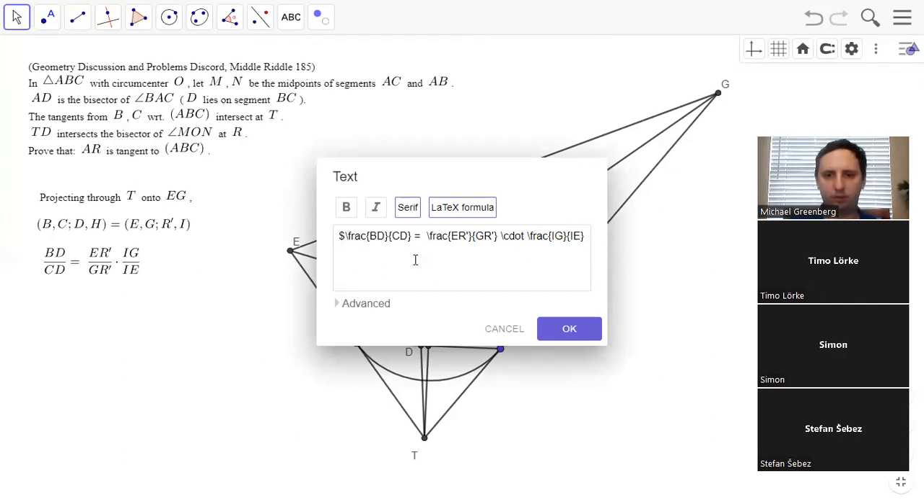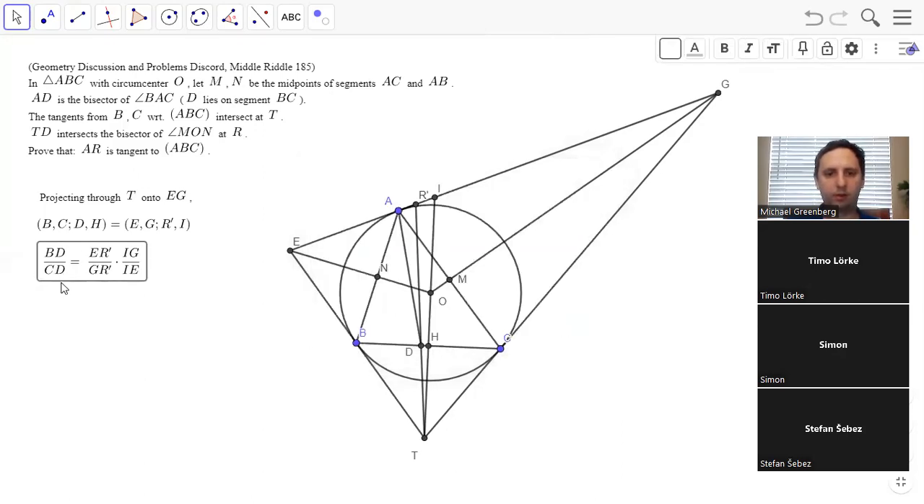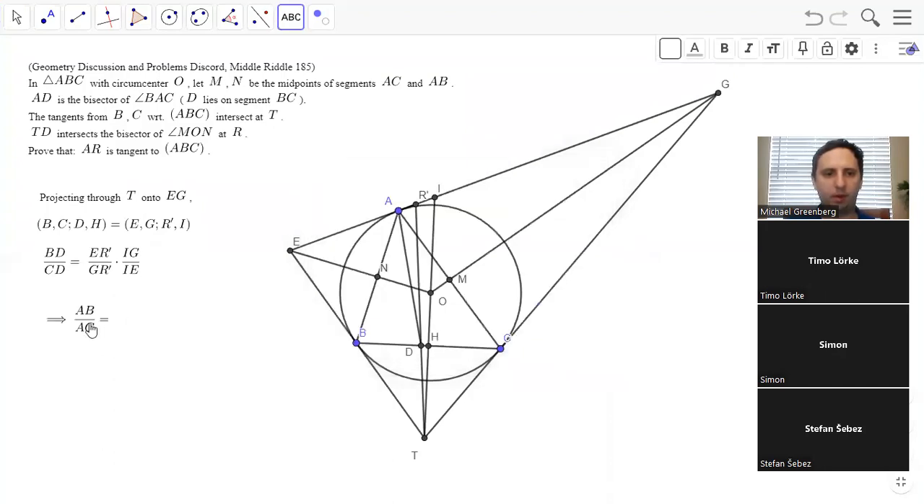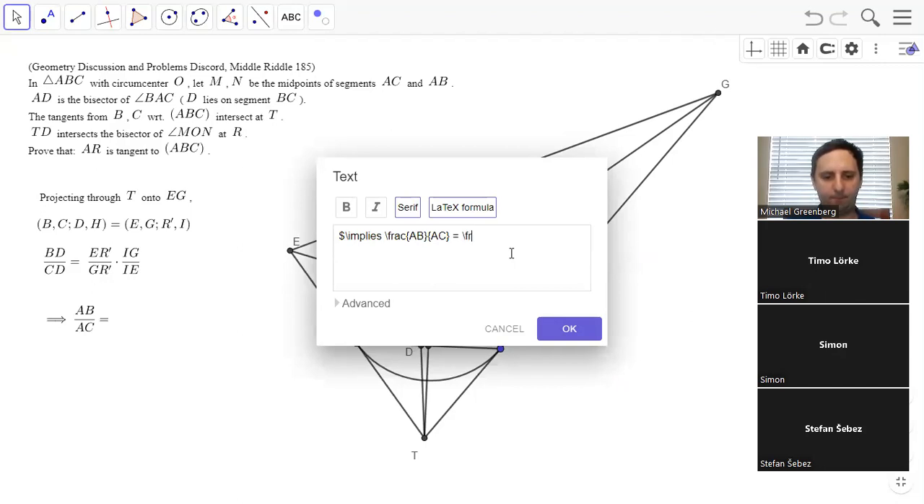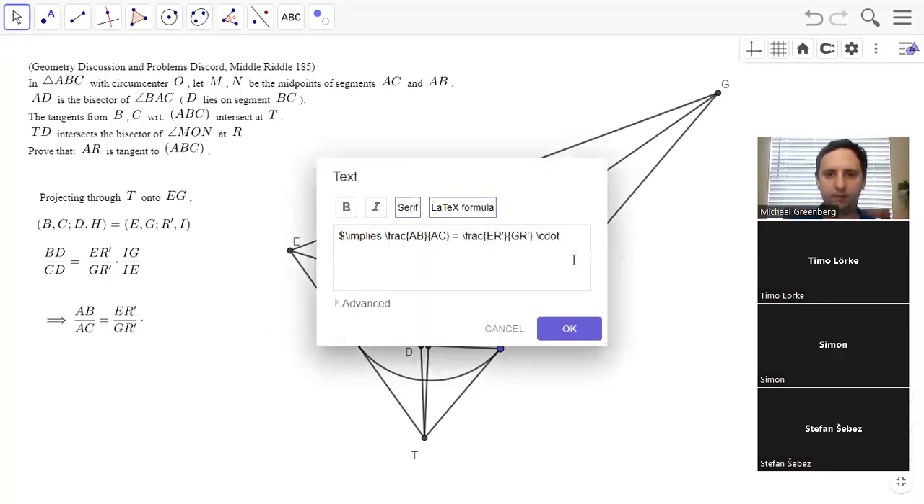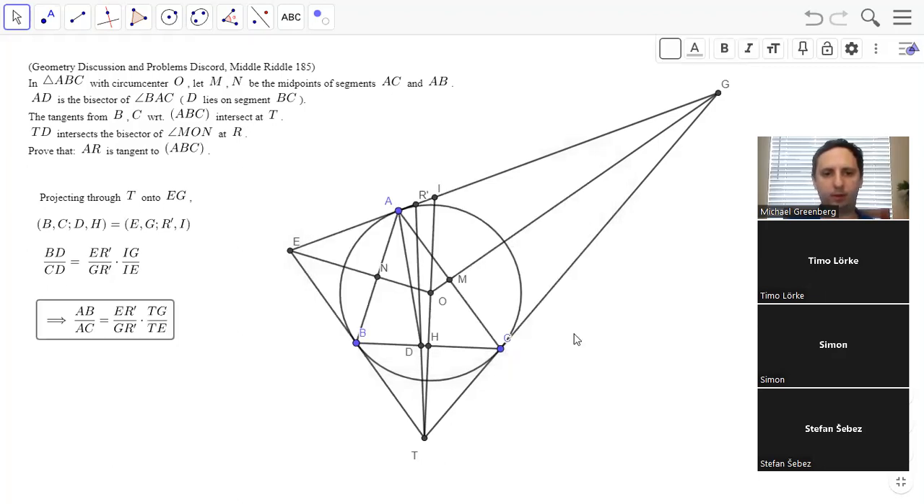So you can also use the angle bisector theorem in the first left-hand side, because it is AB over AC. Oh yeah. So this means that AB over AC is equal to ER prime over GR prime times TG over TE. We'll just leave that. I'm not sure, let's see how much this helps.